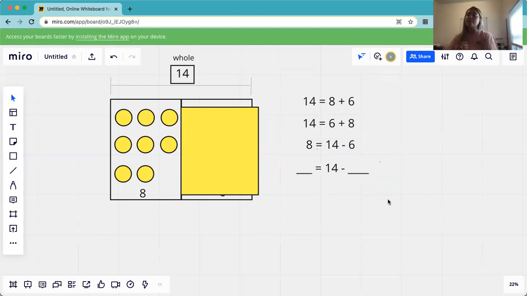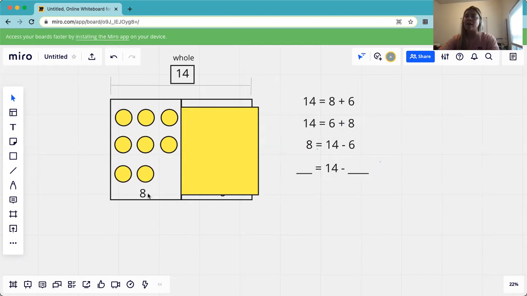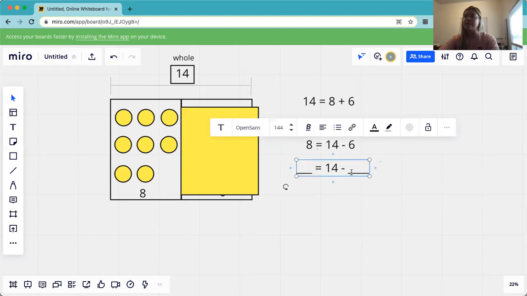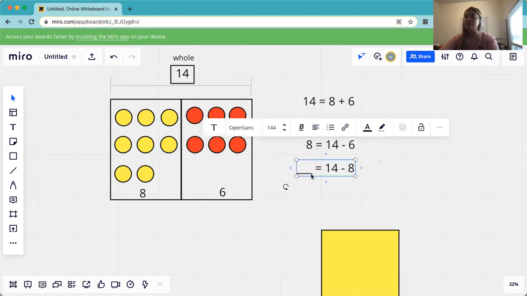Now you're going to see this a lot. They're going to try and trick you by making the equal sign go first. All right, you need to make sure you look at the equation to make sure you're seeing it correctly. So 14 minus, all right, I have my 8. I can see my 8. 14 minus 8. I know my other number is 6. 14 minus 8 equals 6.